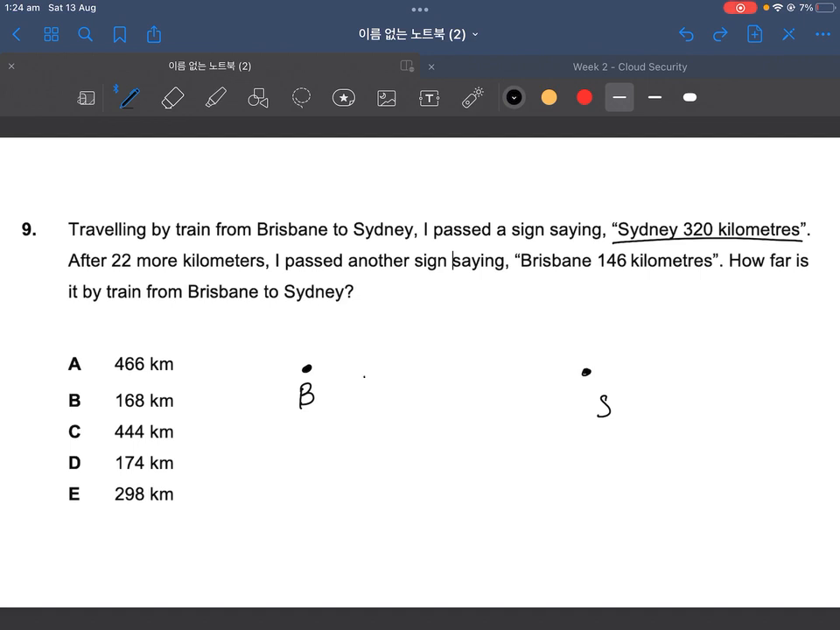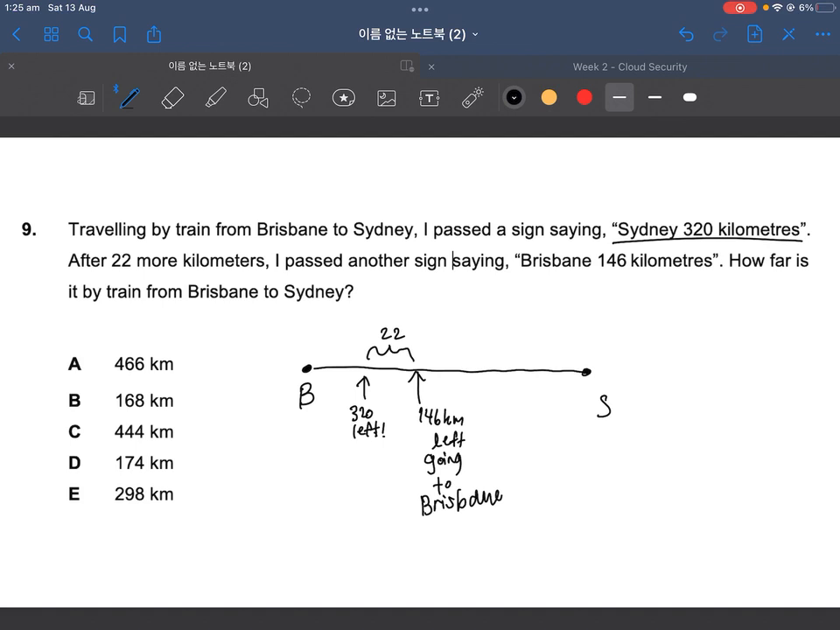We know that after seeing 320 kilometers, after 22 kilometers of that, let's say this is 22 kilometers, after, we see a sign saying 146 kilometers left. Okay? Now, after 22 kilometers, 146 kilometers left going to Brisbane. Now, this is the trick.